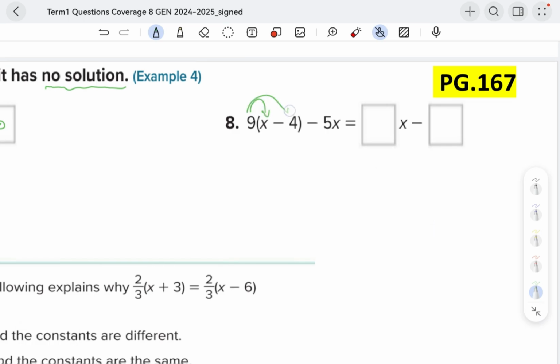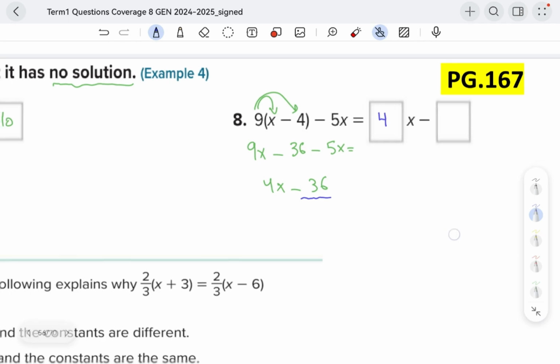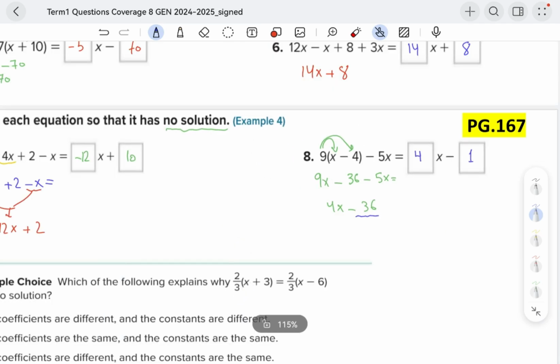Do the same, distribute, then simplify. 9x minus 5x is equal to 4x minus 36. To complete the equation so it has no solution, we're going to have the same variable with a different constant. The constant here is negative 36. So we have to choose any other number. We can choose negative 1 or negative 2, anything except negative 36.